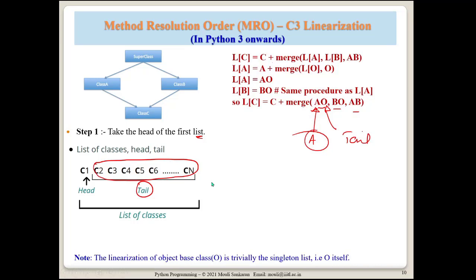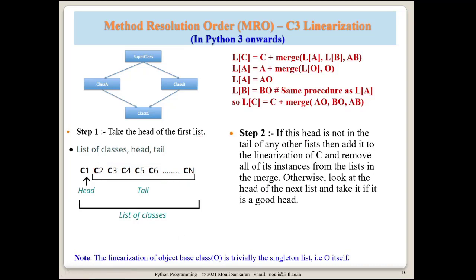Okay, the first step. Now what is the second one? Step 2 is, if this head, in our case this head is A, is not in the tail of any other list, then you should know what is the tail of other lists. Always the first element of any list is a head and anything else is a tail. Okay, this is the head and this is the tail in this list. Now what all the tails do you have?